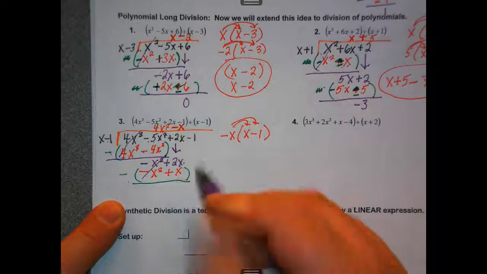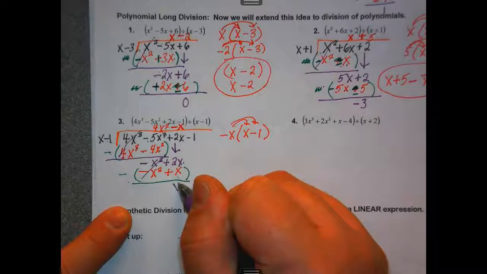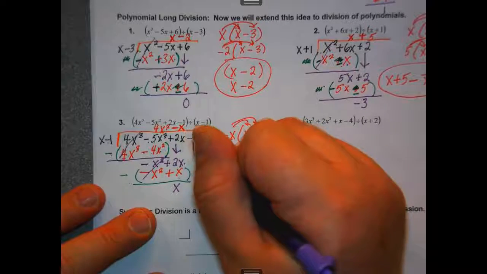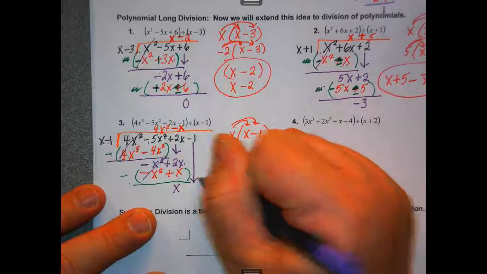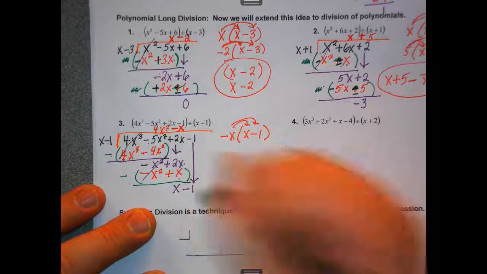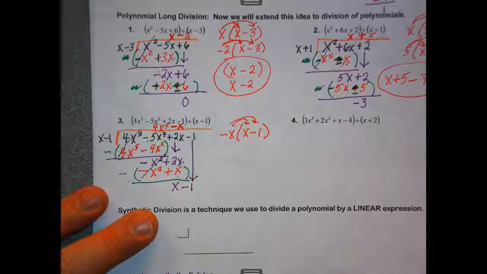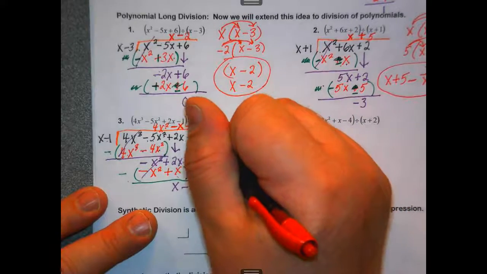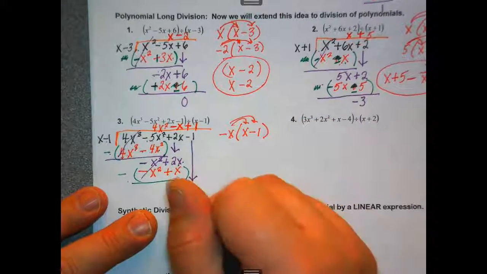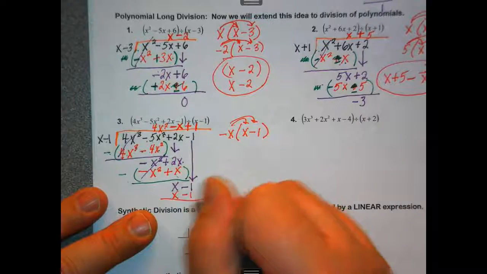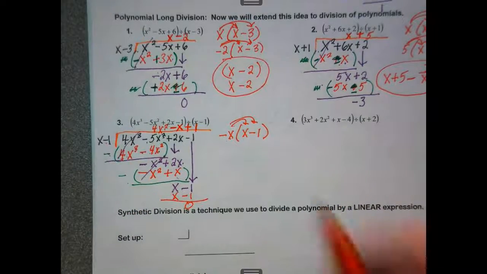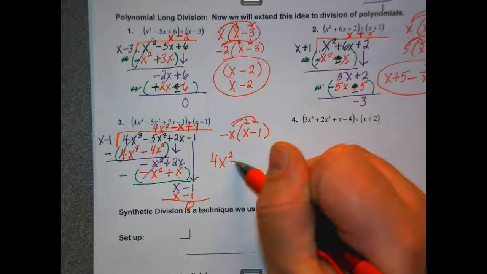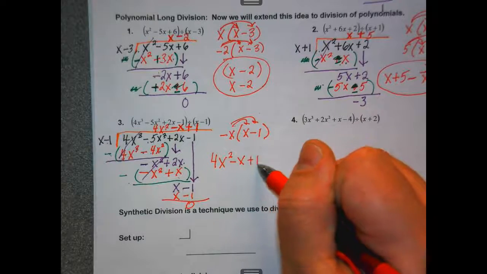2x minus x is a positive x. Bring down minus 1. And what's going to happen here? I'm going to multiply it by 1. Get my x minus 1, remainder 0. So my answer, 4x squared minus x plus 1.